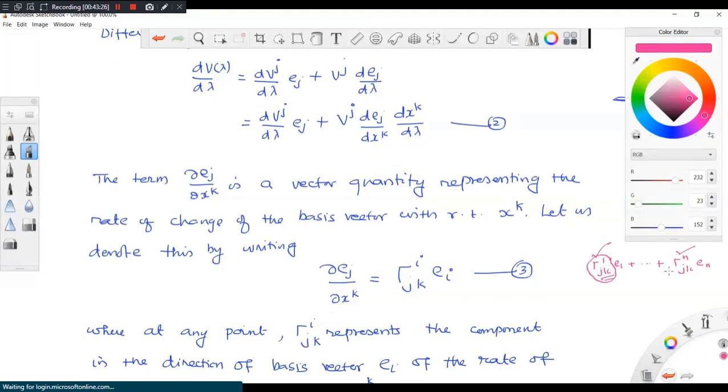Did you understand this description? Yes or no? No, sir. See, what I am saying is, what is the meaning of del Ej by del xk?